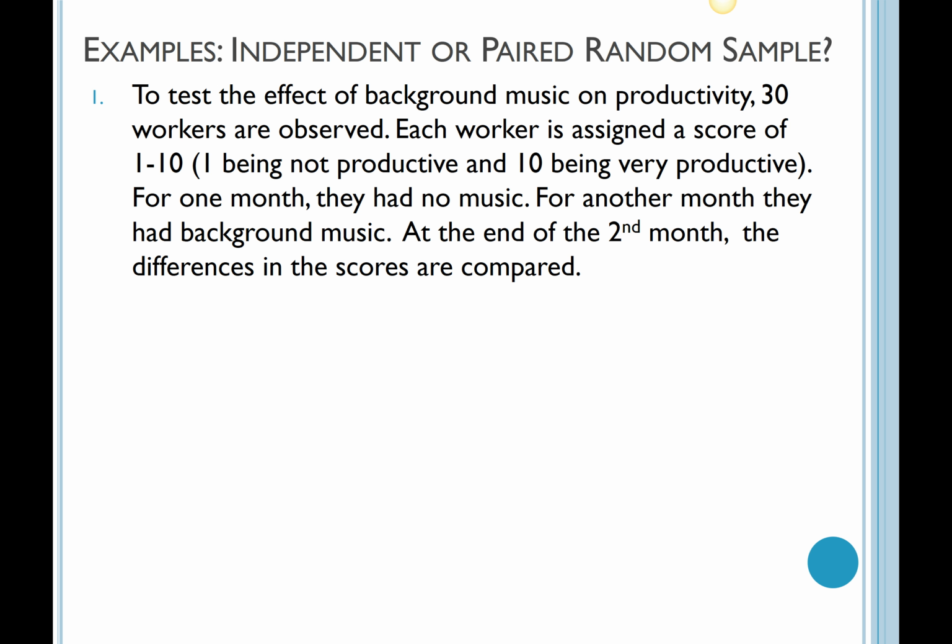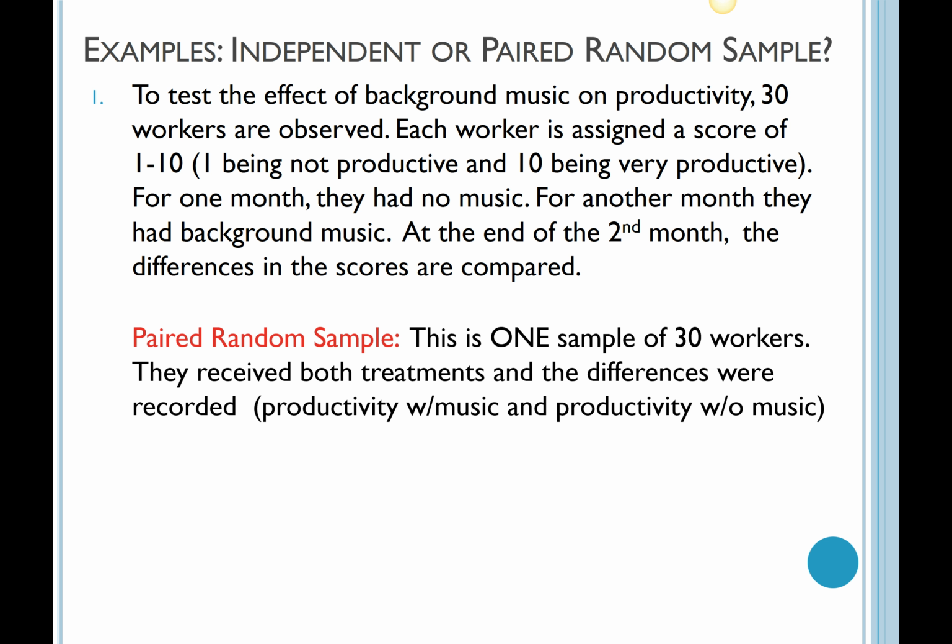So when we're talking about this, is it independent random samples, like from two different places, or is it a paired random sample? All right, for this one, this is going to be paired because you have one sample of 30 workers where they receive one treatment one month, but a second treatment another month, and then you compare the two. So basically each worker is going to get both treatments and their differences were recorded. So they had the productivity with music from 1 to 10 and the productivity without music from 1 to 10, and then wanted to test a difference.